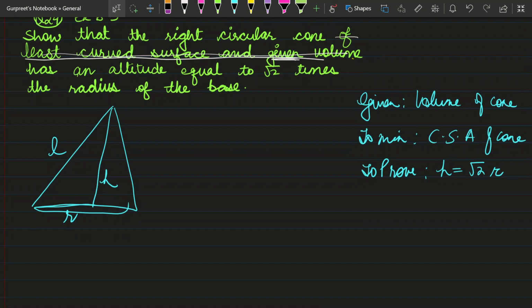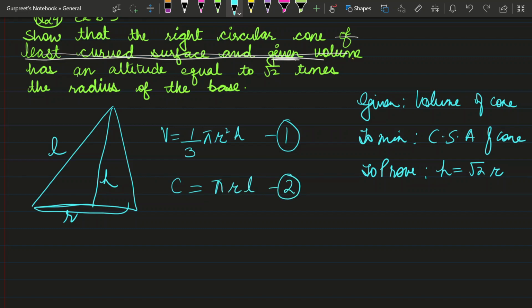So first of all, I'm writing what is given in the question. Given is volume, which is 1 by 3 pi r square h. Very, very important. We are going to use it in the derivative. Now what do we have to differentiate? The function which you have to maximize or minimize is always differentiated. What do we have to minimize? Curved surface area. So let C denote the curved surface area. The curved surface area is pi r l. This is equation number 2. You have to differentiate this equation.